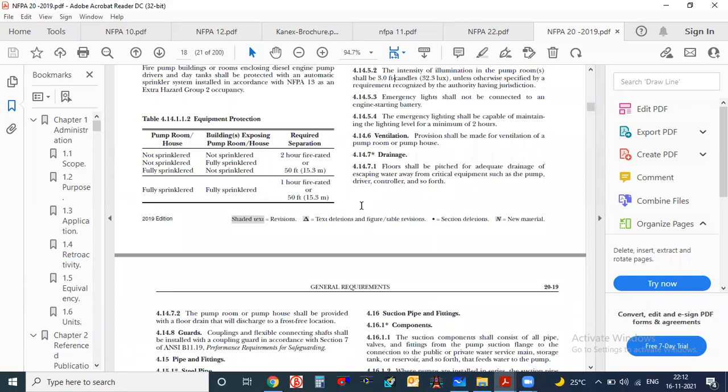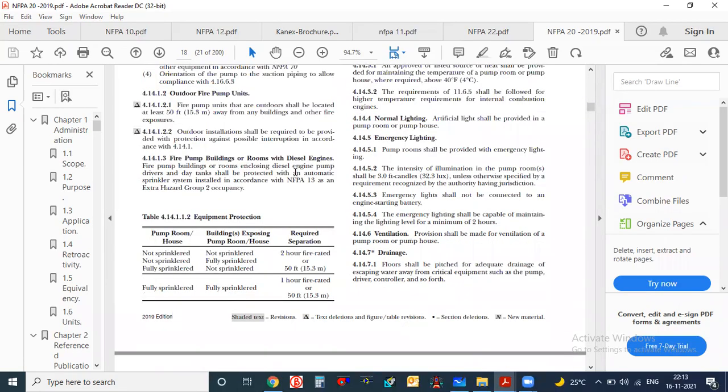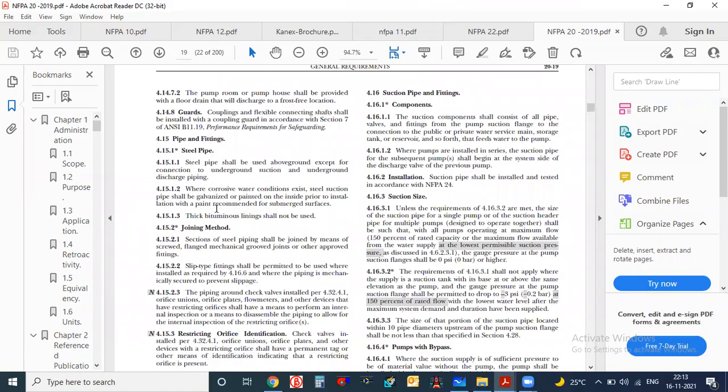But normally we don't follow this, because normally what happens, fire pumps will be done at last actually. So normally they will design as per the site condition. Otherwise, these are the points which can be followed very beautifully.